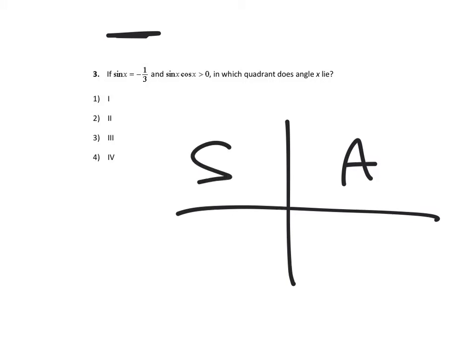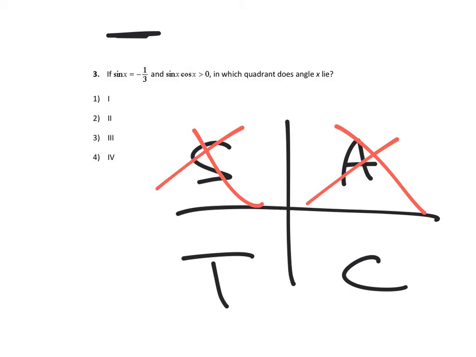Alright, maybe a little trickier. Now they tell me sine is actually a negative 1/3. Well, all I'm going to say to myself is that I know sine is negative. I don't actually care what that fraction is, but I do know sine is negative. So all students tip cows. I'm not going to be in the all positive or the sine positive.